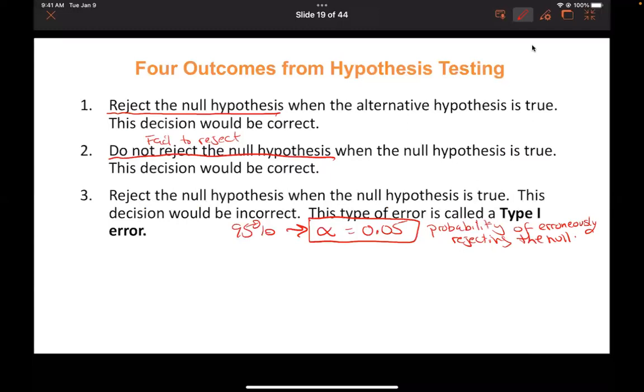So let's say that, remember they thought the mean phone call was longer than 3.25. So let's say that I figured out the mean length of a phone call is actually 3 minutes. That's not longer than 3.25, but I decide to reject the null. So I erroneously rejected the null. So that's a type 1 error.